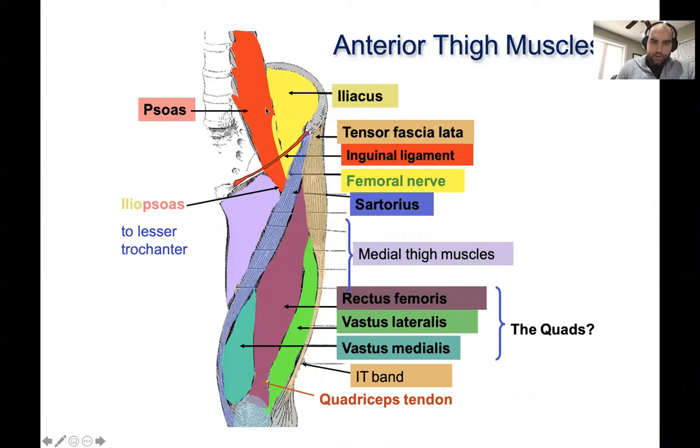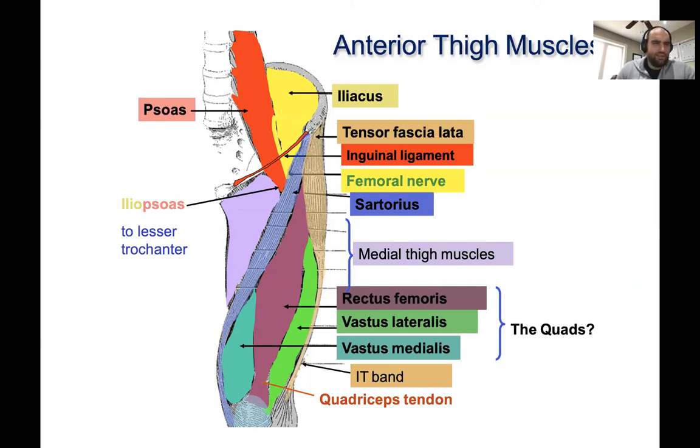And as they run distally, they actually unite and become one muscle called the iliopsoas towards the end. Okay, and you don't see it, but they dive deep underneath these muscles and attach to the lesser trochanter of the femur.